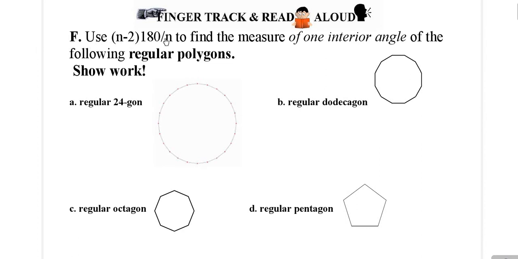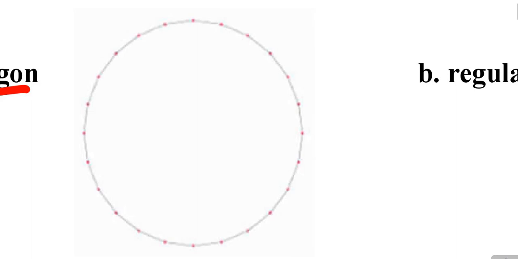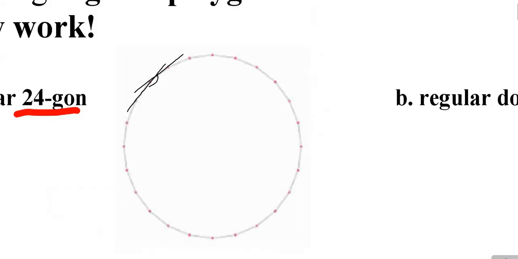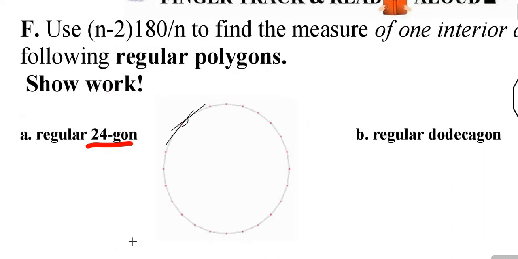Says right here, use n minus 2 times 180 over n to find the measure of one interior angle of the following polygons. So if we have a 24-gon, to find a single interior angle, it's a little hard to see, but you can imagine this angle right here. This angle right there. And it's regular, you're told it's regular. So to find this, for the first one, you're going to do 24 minus 2 times 180 over 24.